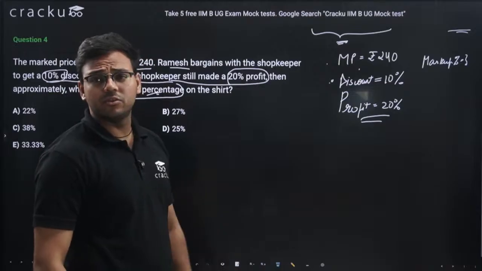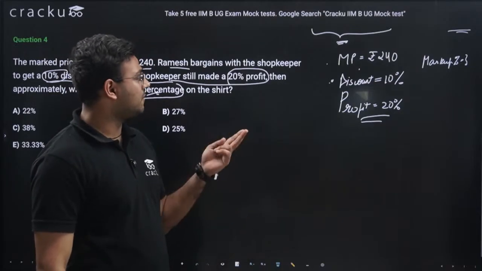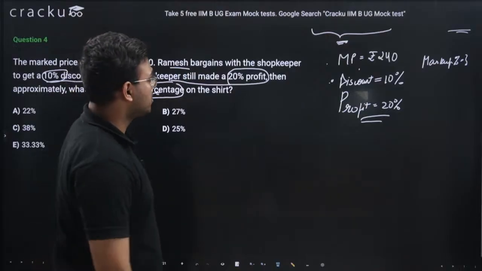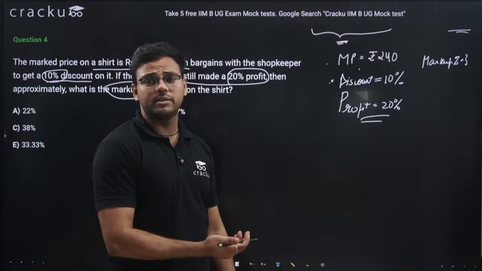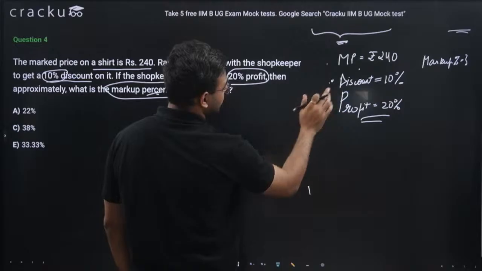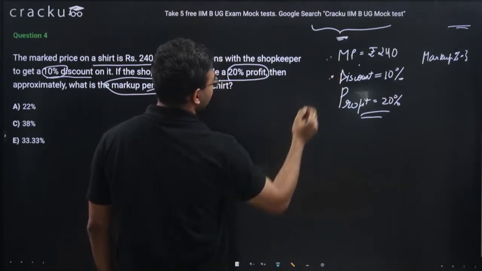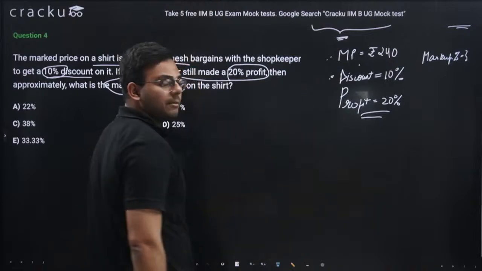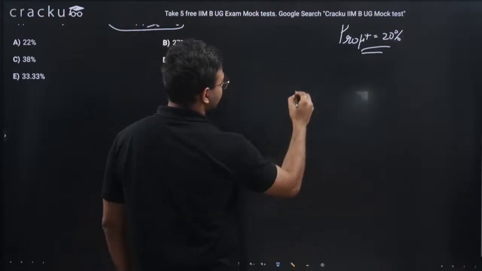This is a question which uses all the concepts which we have studied today: discount percentage, profit percentage, and markup percentage. So let's solve this one. Again, I'll use only the formulas we have studied today to get the answer. First, the discount percentage is given. I know the mark price as well as the discount, so I'll apply the formula.